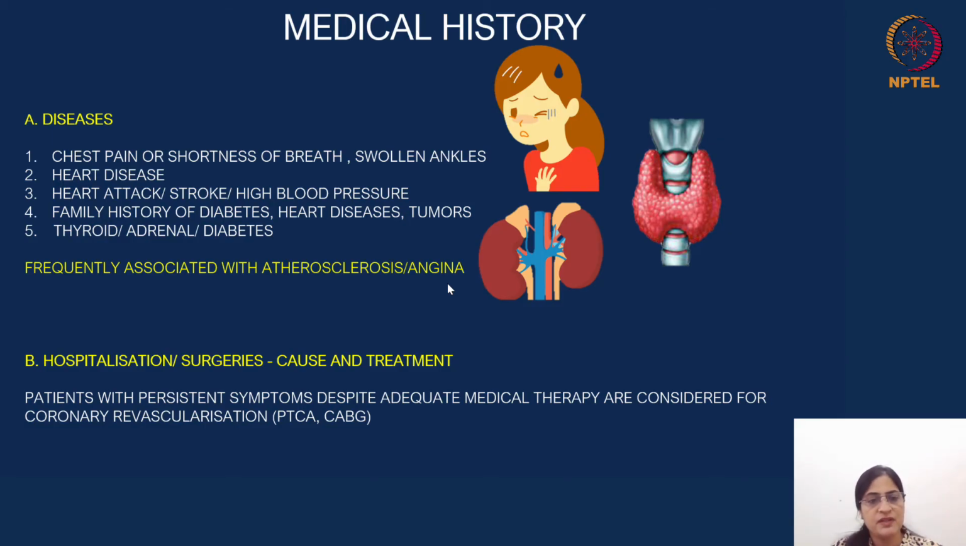Ask the patient if there is a history of previous hospitalizations for any kind of ailments, what was the cause of the ailment, and what management was done. Ask for any surgeries done. Surgeries like bypass grafting which the patient has undergone, or some angioplasty. These are the patients who can have persistent symptoms despite adequate medical therapy, and they are considered for coronary revascularization. So they also are a potential risk of developing a cardiovascular event during a dental procedure.